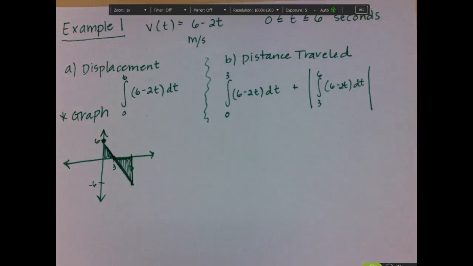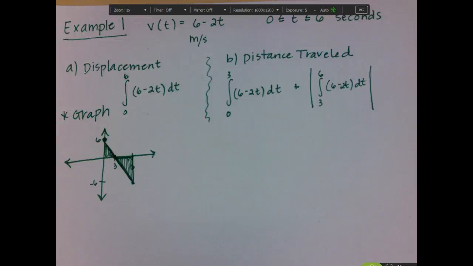Alright, why don't we pause the video here for a second and have you work through the calculations on these. I don't want to show every tedious step of the calculations, but again, try to find the displacement for part A and the distance traveled for part B, and then you can unpause the video and go ahead and come back and check your answers.